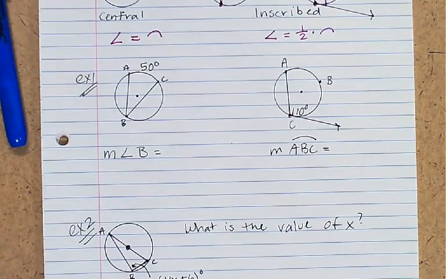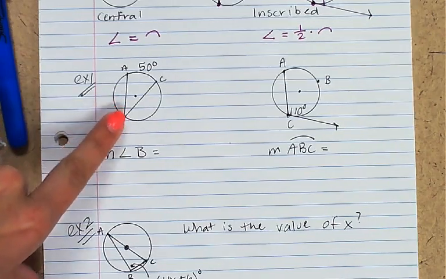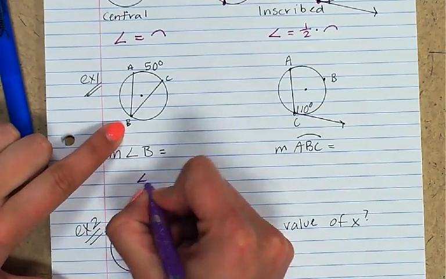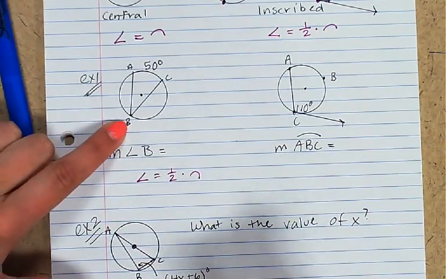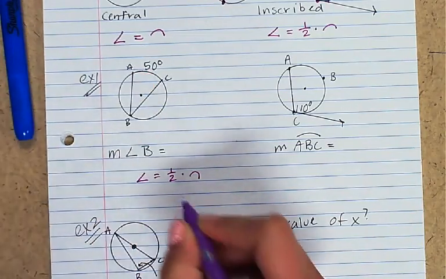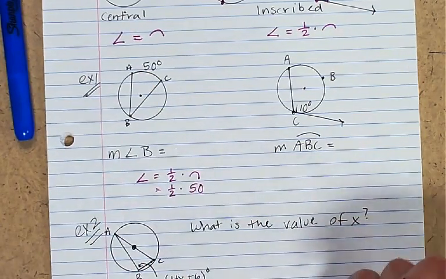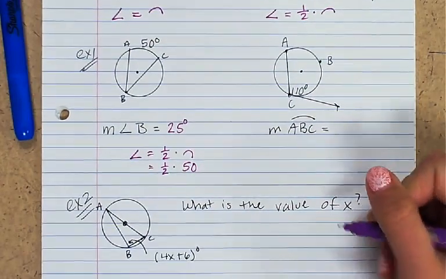So looking at example 1, it's an inscribed angle because the vertex is on the side of the circle. And we're trying to find the measure of angle B. So again, the angle equals half of the arc. So we're trying to solve for the angle, and they gave us the arc. So it's going to be half of 50 degrees. Half of 50 is 25. So the measure of angle B is 25 degrees.